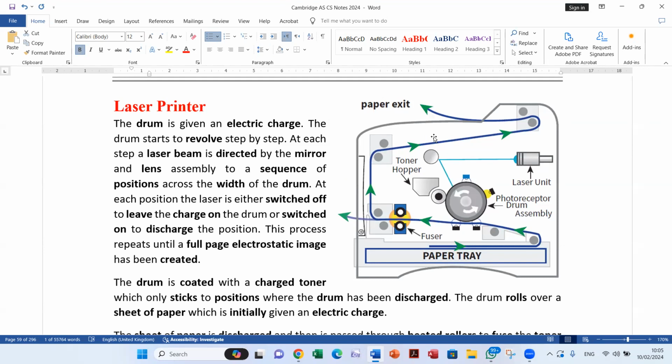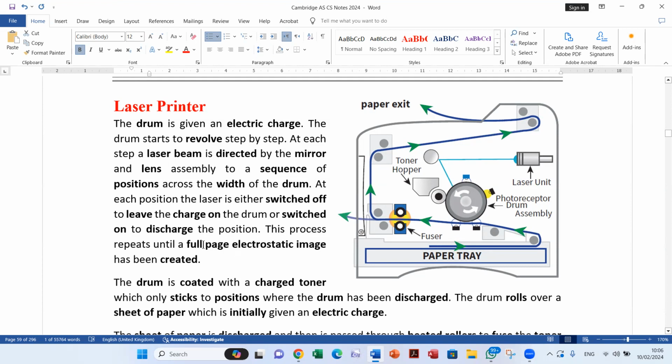Okay? So the drum, this is the drum. Let us read what is written here. The drum is given an electric charge. The drum starts to revolve step by step. At each step, a laser beam is directed by the mirror. This is the mirror. And lens assembly to a sequence of positions across the width of the drum. At each position, the laser is either switched on or off. So it's data, ones and zeros. Okay? To leave the charge on the drum or to discharge the position.